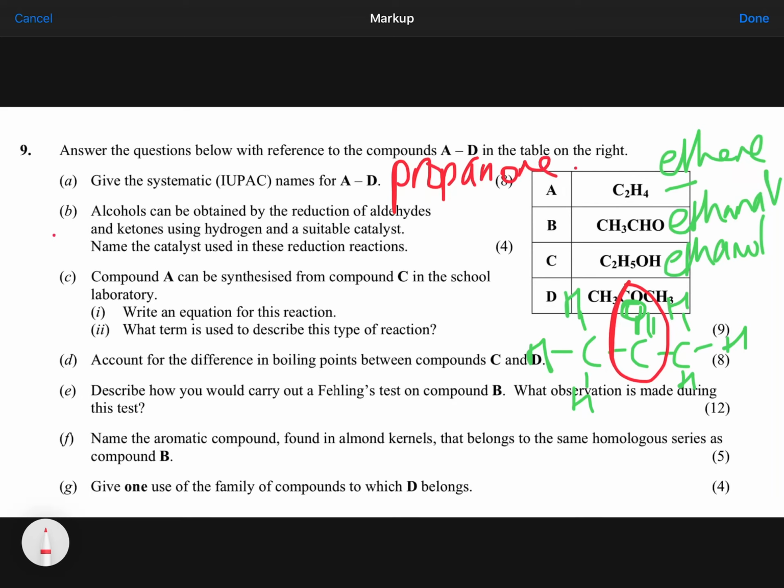B, alcohols can be obtained by the reduction of aldehydes and ketones using hydrogen. And they want you to name, look at the name now again. So you have to write out nickel. You cannot have Ni, they will not give you the marks for that. C then, write an equation.